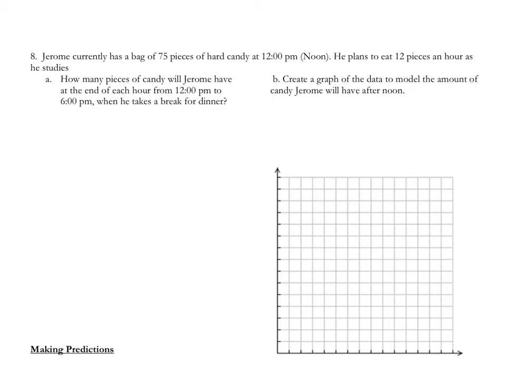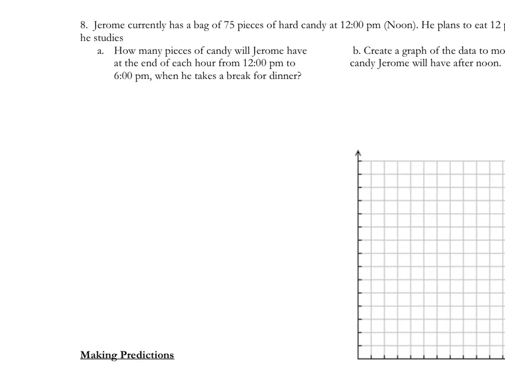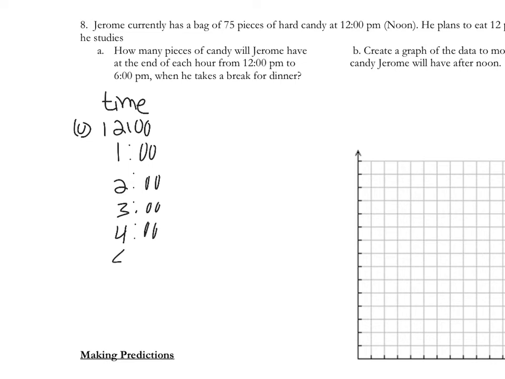All right, so we're going to do our table first, and then we'll create our graph. So our X is going to be our time in hourly increments. So we've got noon, which is when he started. So this is term 0. And then 1 o'clock, 2, 3, 4, 5, 6.